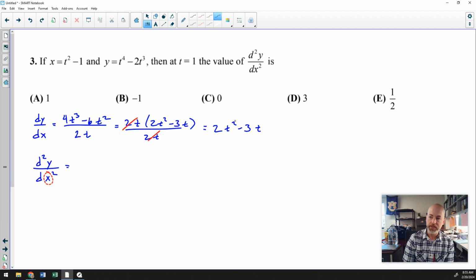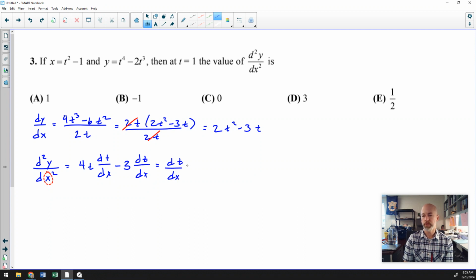So we will differentiate 2t squared like we normally would, which is 4t. However, because t is not an x, we then have to multiply by dt/dx. I will repeat that with negative 3t. That would be a derivative of negative 3. Again, t is not that independent variable of x, so I must multiply by dt/dx. And to make this a little bit easier, I'm going to factor the dt/dx out, so I only have one to wrestle with. And so there is an expression for my second derivative.